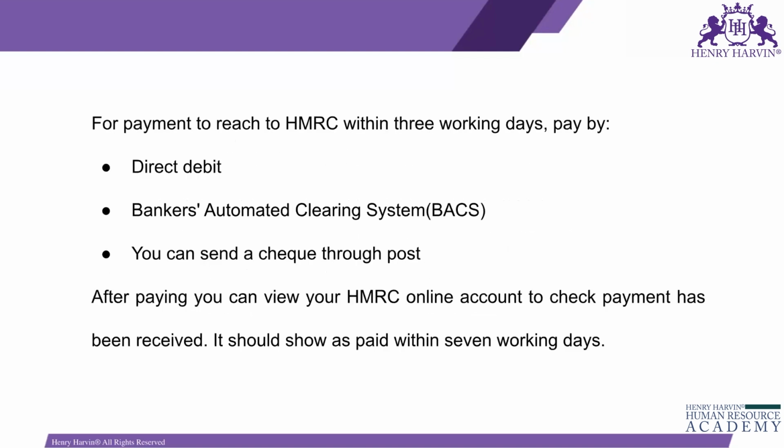For payment to reach HMRC within 3 working days, you can use direct debit, and then BACS that we have already seen, and you can send a cheque through post also, a manual payment. So it takes almost 3 days. After paying, you can view your HMRC online account to check the payment has been received. HMRC will update your account, not immediately after 3 days, but after 7 days you can check if the account has been updated or not. So it should show as paid within 7 working days.